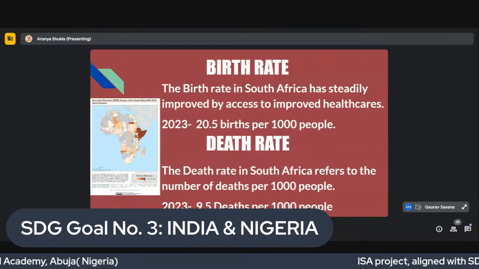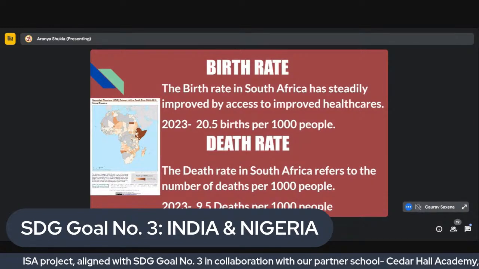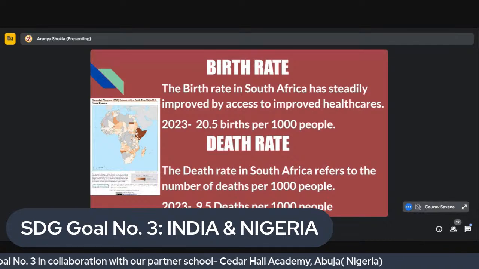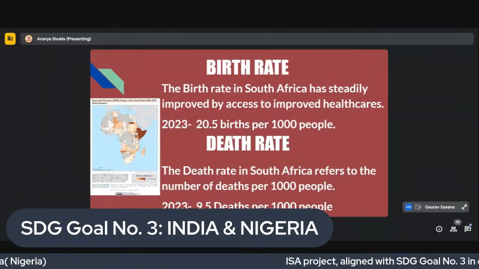This shows the infant mortality rate in South Africa has been steadily improved by access to improved health care. In 2023, 20.5 births per 1,000 people. The death rate in South Africa refers to the number of deaths per 1,000 people. In 2023, 9.5 deaths per 1,000 people.